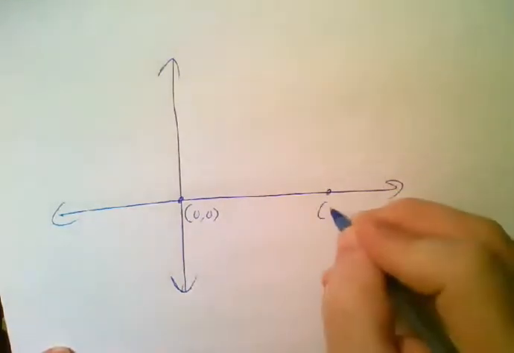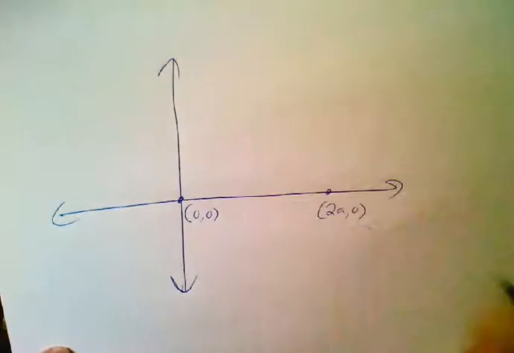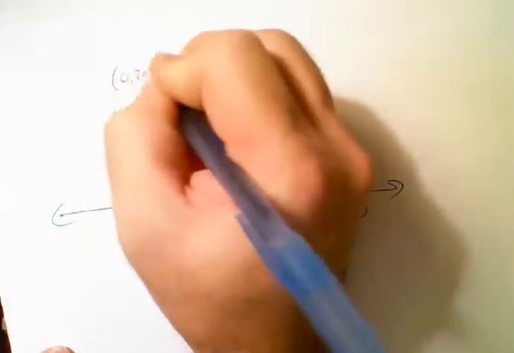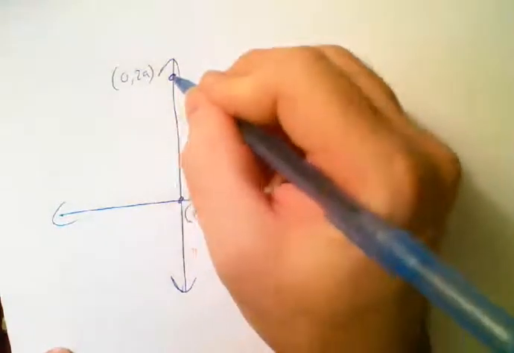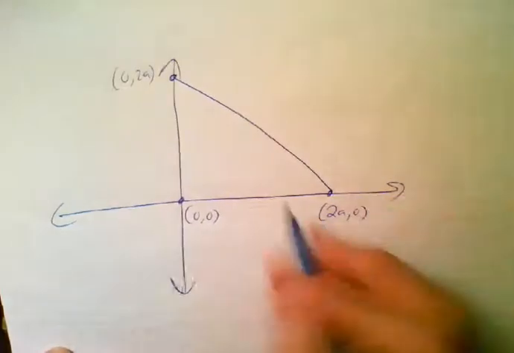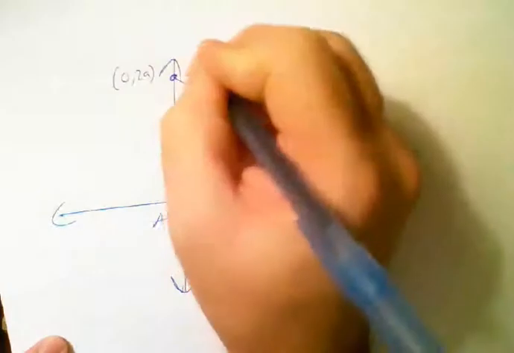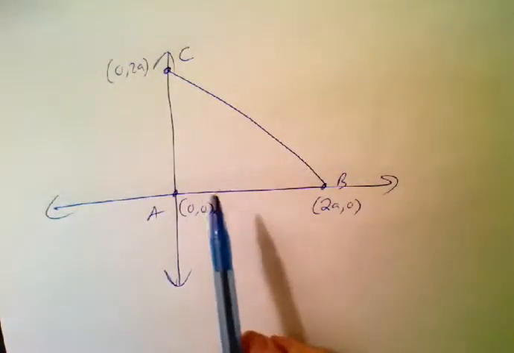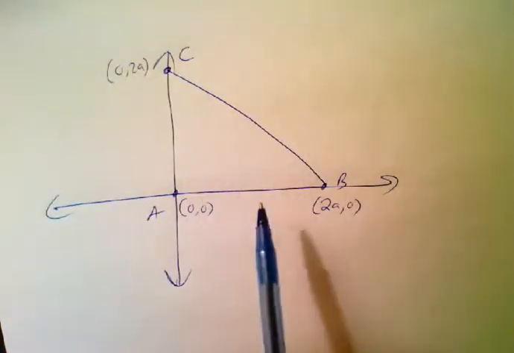I'm going to call this 2a, comma 0. And then up here I'll do 0, comma 2a. And we will connect those and make a triangle out of it. Let's go ABC. And we could do all sorts of things with this. We can find the mid-segment. We can find distances. We can do whatever we want.